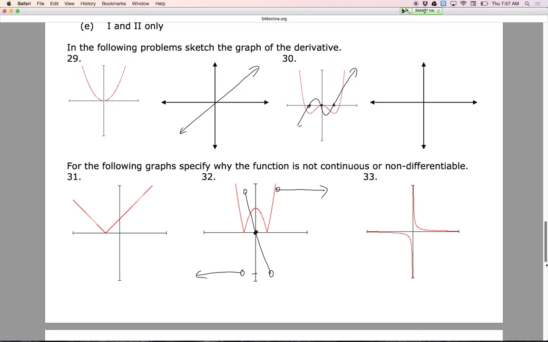Well, you're assuming, listen, here's why. You're assuming these are lines, so the derivative would be horizontal lines. You're assuming this is a parabola, so its derivative would be a straight line. Pretty good.